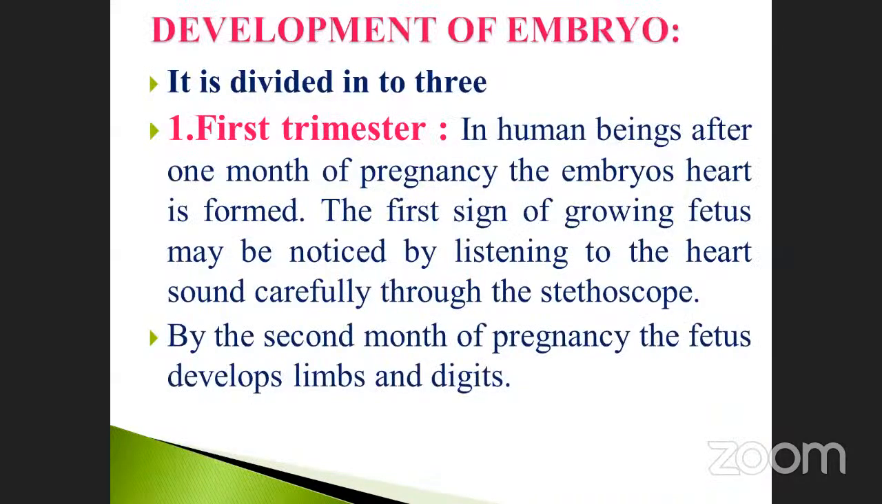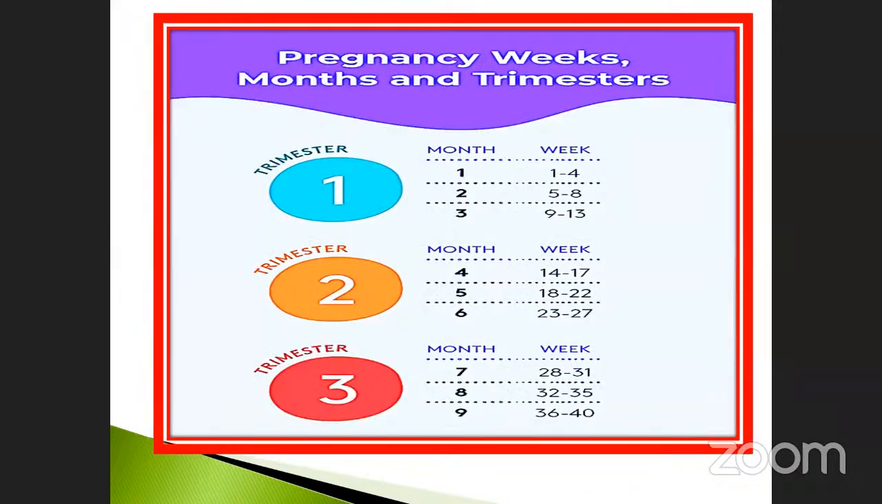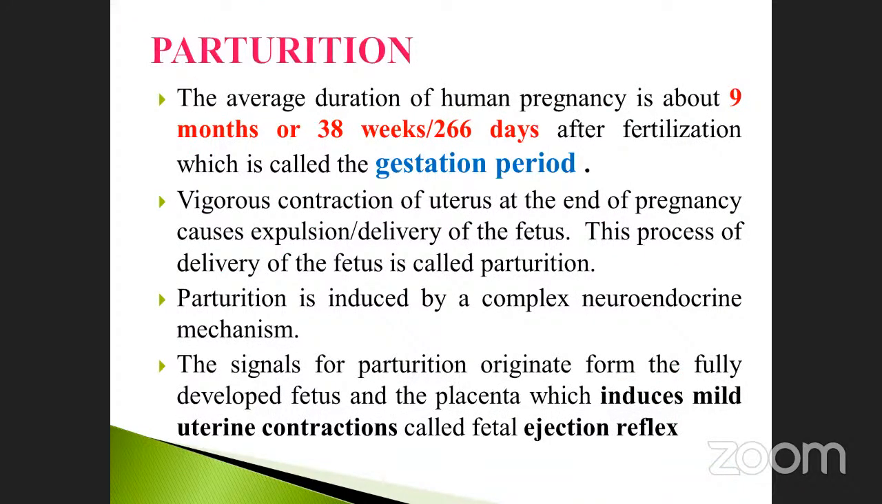Okay. Development of the embryo: already we discussed the first trimester, second trimester, and third trimester. Already we discussed this part also. Then we pass on to the next one, called parturition. You already know what parturition is. There is a delivery time, which is called the gestation period. What is the meaning of gestation period? Within the womb, how many months, weeks, days we are present inside. That period is called the gestation period. Simply called 10 months, isn't it? 10 months.